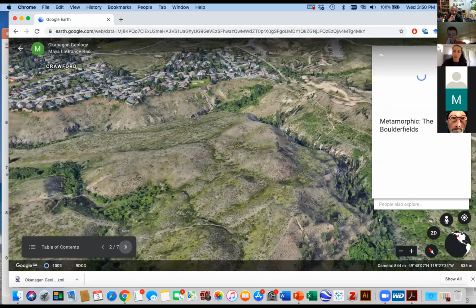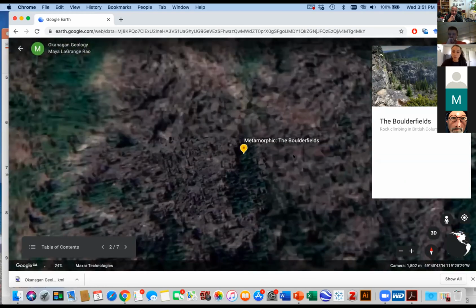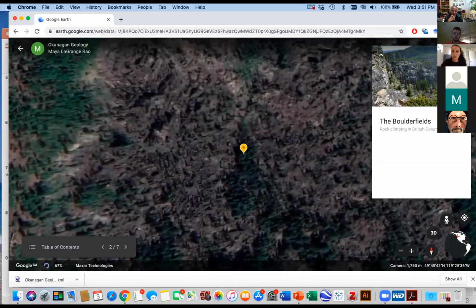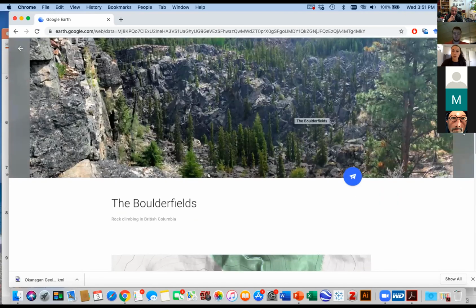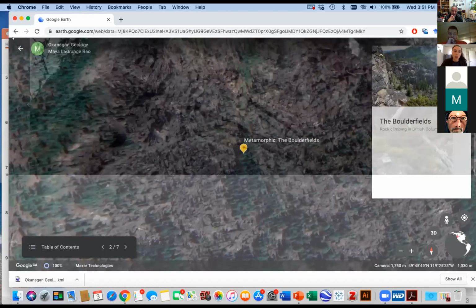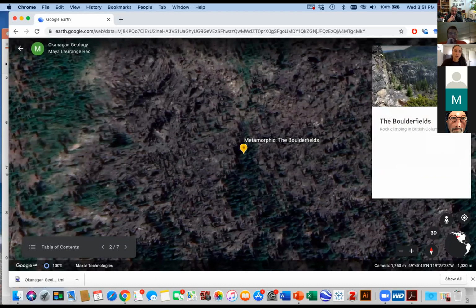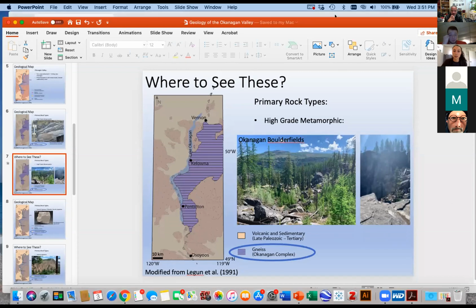And then another cool area would be the boulder fields. So I showed you some videos before, but it's not far out of town. This photo sort of shows you. There's some very nice trails along there that you could go to. So those are the areas that I wanted to show in terms of the metamorphics.